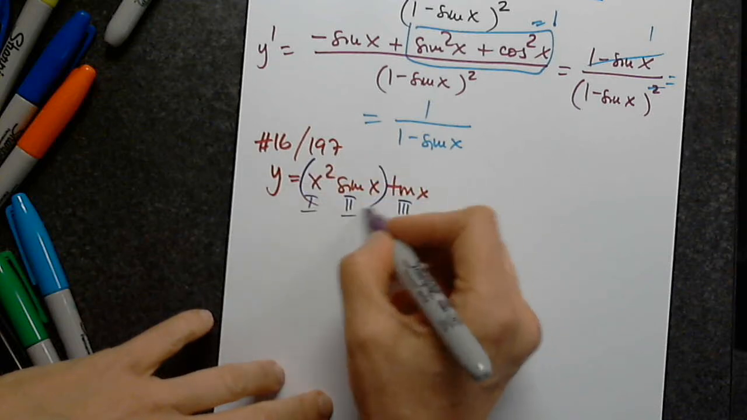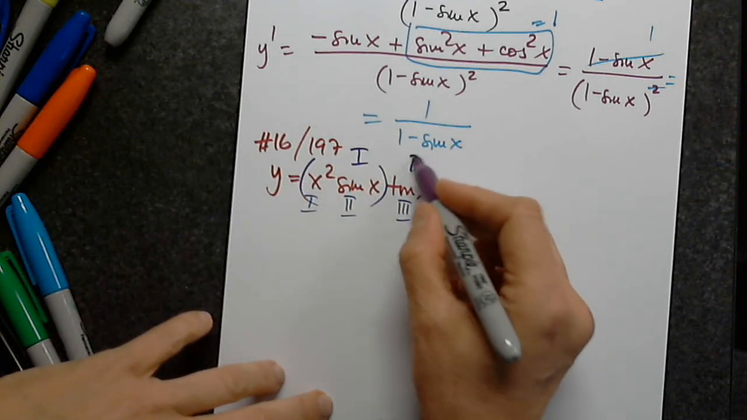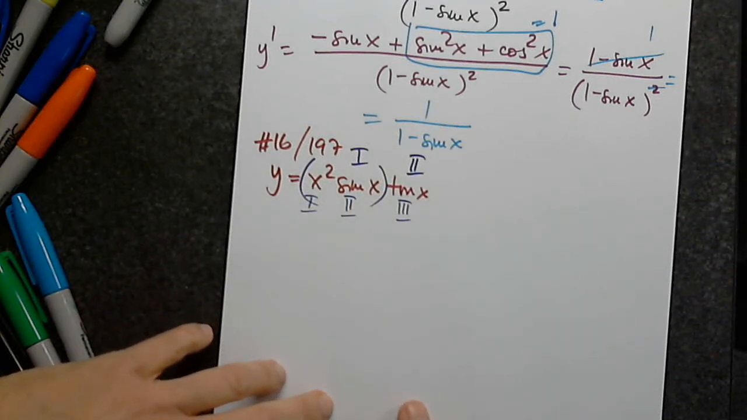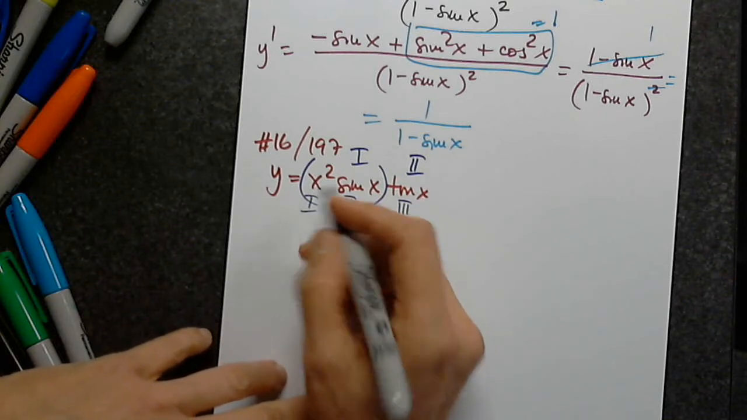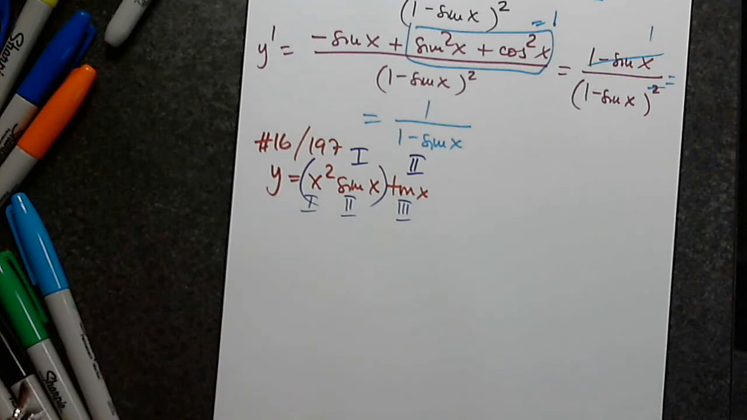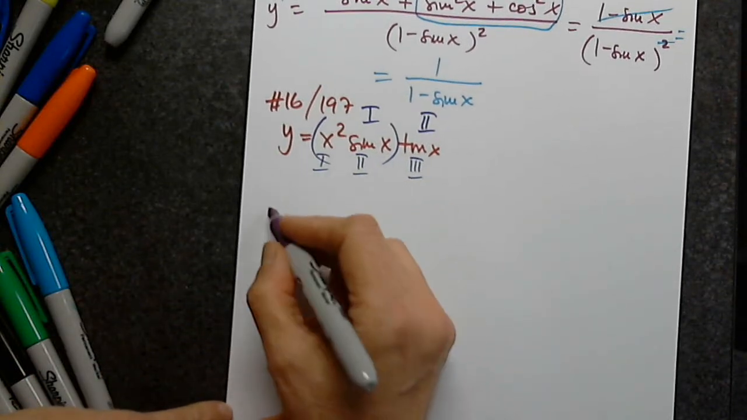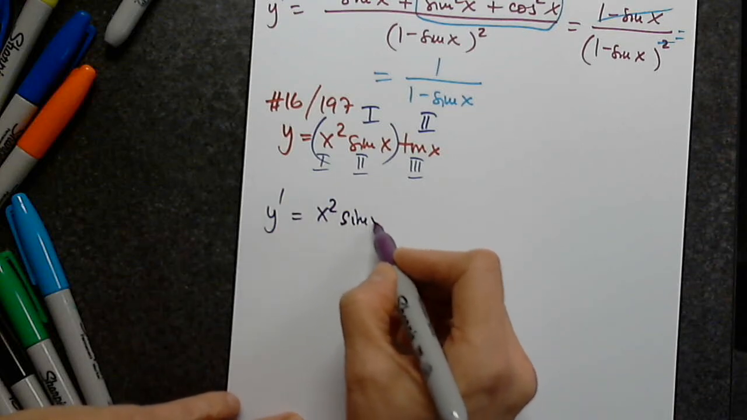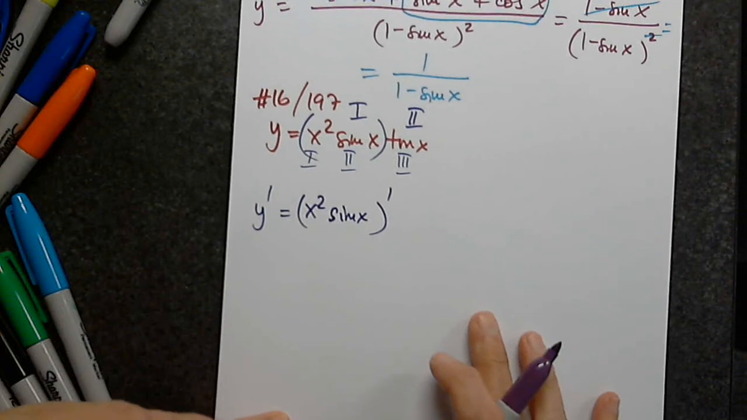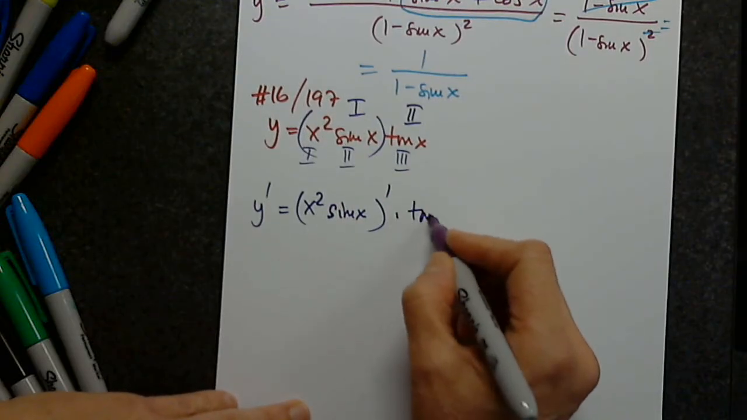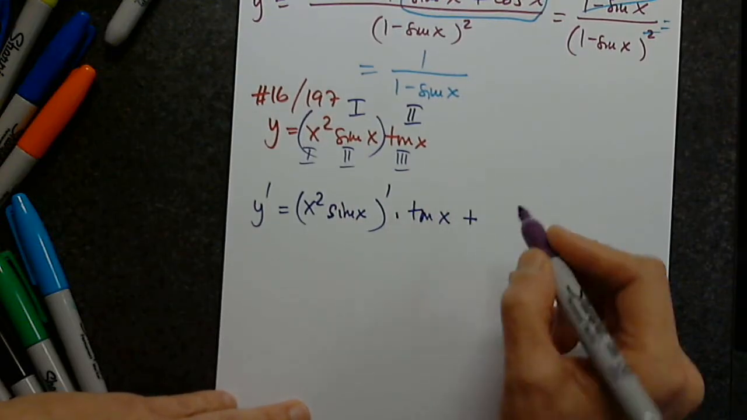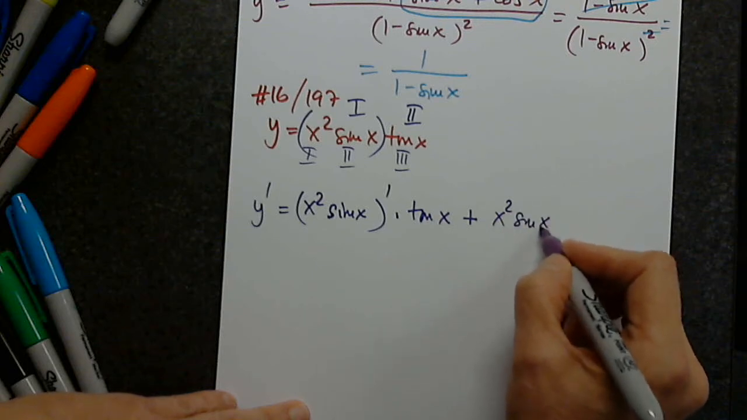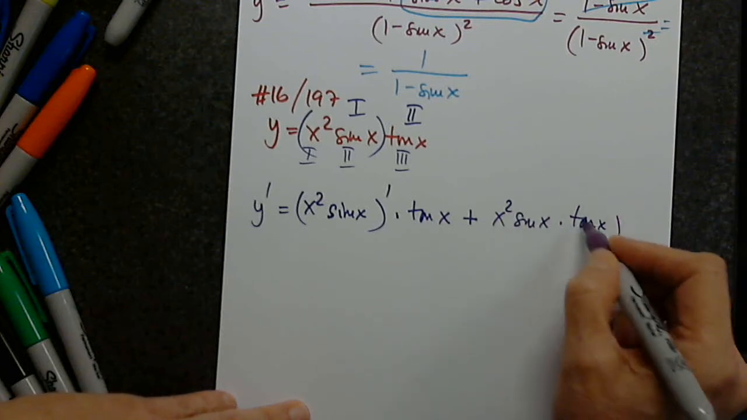I'm going to consider that this is function 1, and I'm going to consider that this is function 2. And you can say, why did you group them like that? It doesn't matter. We can choose x squared to be function 1 and sine x times tangent x function 2. It doesn't matter. I didn't even look. So y prime will be x squared sine x prime, let's write it like this for everyone to see, times tangent x plus x squared sine x times tangent x prime.